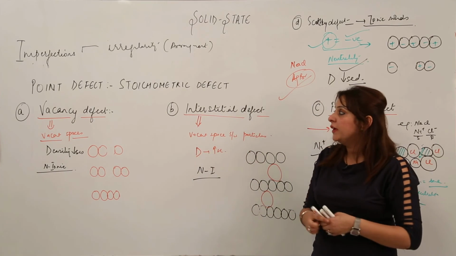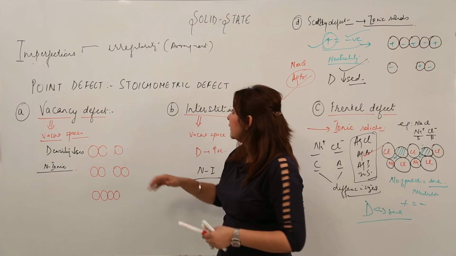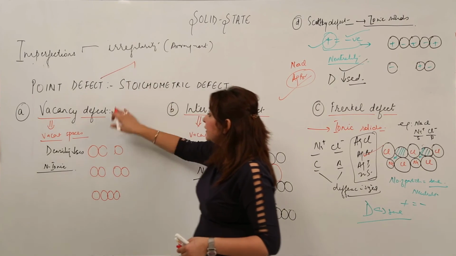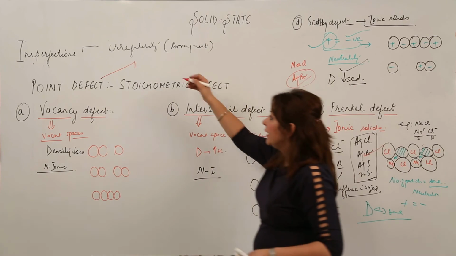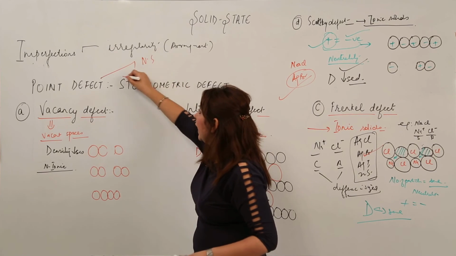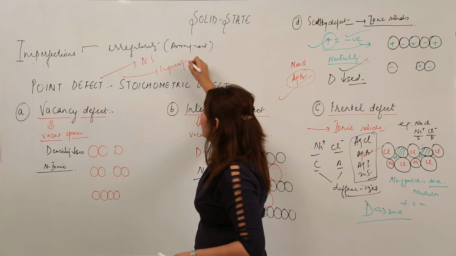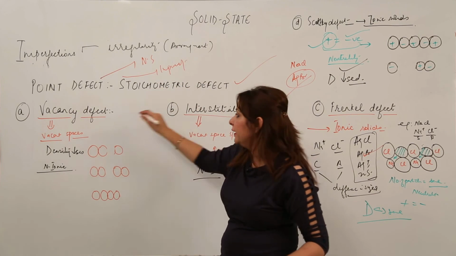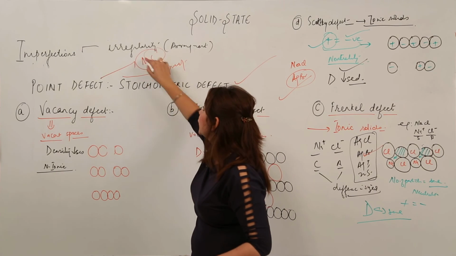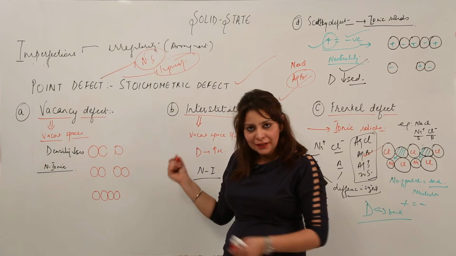As I told you, point defects are divided into three categories. One is the stoichiometric, and these are the subcategories of stoichiometric, right? The others are the non-stoichiometric and the impurity defects. We are done with the stoichiometric defects and their types, but we are still left with the non-stoichiometric and impurity defects. This will be taken in the next session.